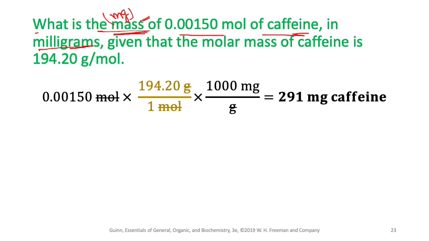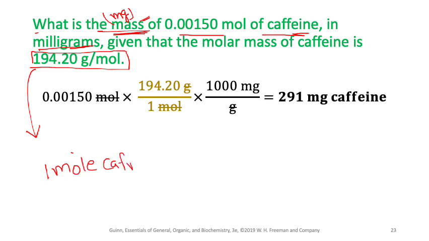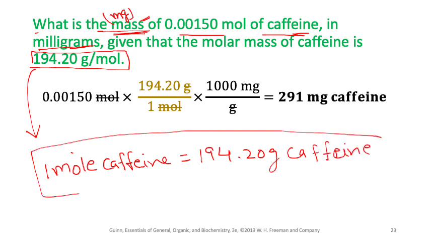Given the molar mass of the caffeine, so this is the given thing, the molar mass, and from the molar mass I can get the equivalency. I can say 1 mole of caffeine contains 194.20 grams of caffeine, right? From this number I can say this. But before you use this conversion factor to get the answer, first thing that you need to know is that you have to convert grams to milligrams, because the problem is asking for milligrams.